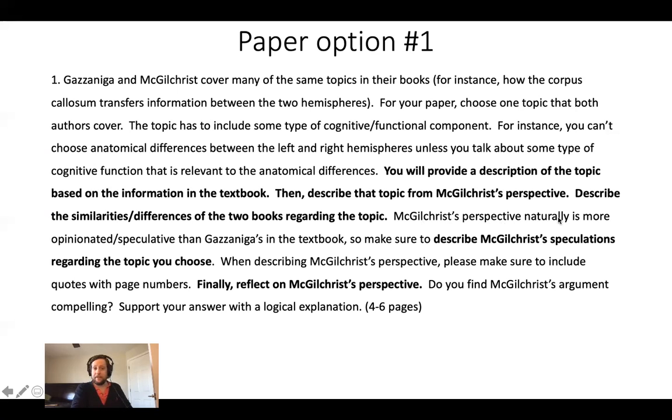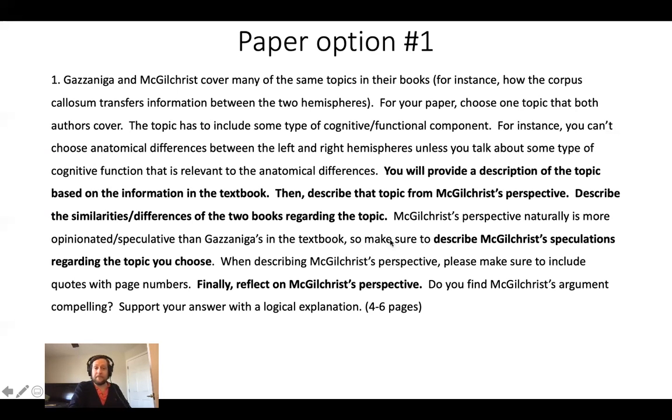McGilchrist's perspective, as I mentioned just now, is pretty opinionated and speculative. He makes a lot of claims that are somewhat supported by scientific evidence, but I say they're opinionated and speculative because he oftentimes will make claims which go beyond the existing evidence.